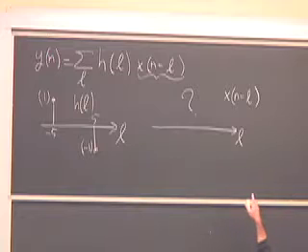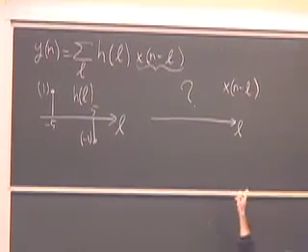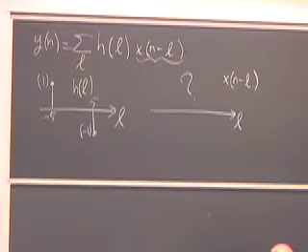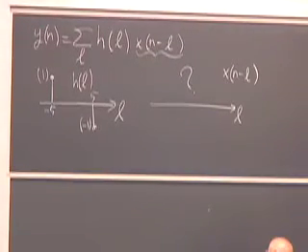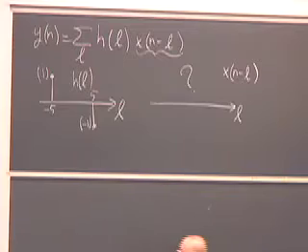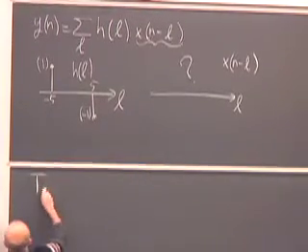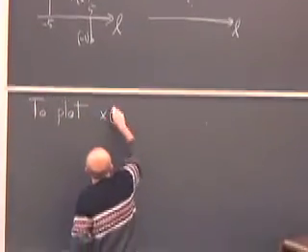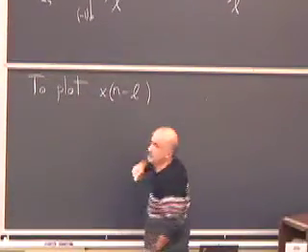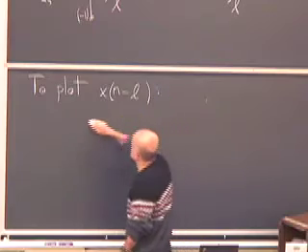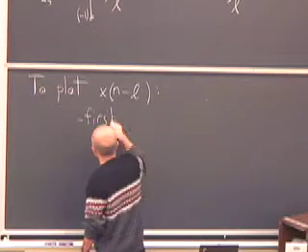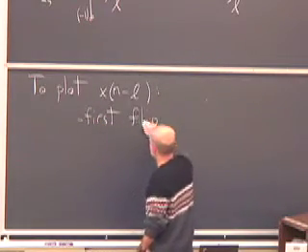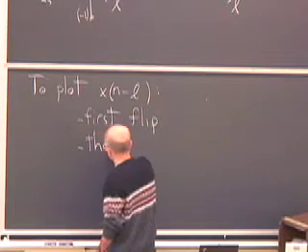So I want to plot x of n minus l. When l is the dummy variable, n becomes a number. Okay? So here's the scheme. To plot x of n minus l, first flip, then shift.